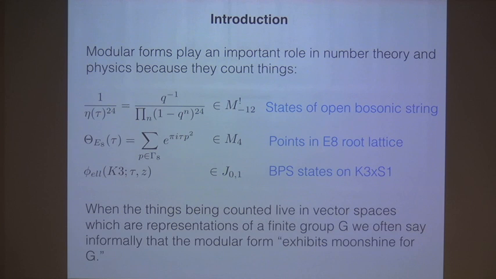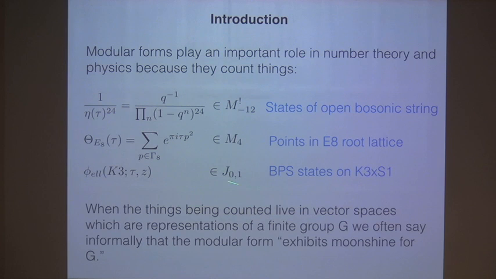So the states of the open bosonic string are famously counted by 1 over the Dedekind eta function to the 24th power. This is a weight minus 12 modular form. The little exclamation point indicates that it is what's called a weakly holomorphic form, meaning it has some negative powers of q in its expansion. The points in the E8 root lattice are famously counted by this theta function, which is a weight 4 modular form. And as was just explained, the elliptic genus of K3 is a kind of modular form.